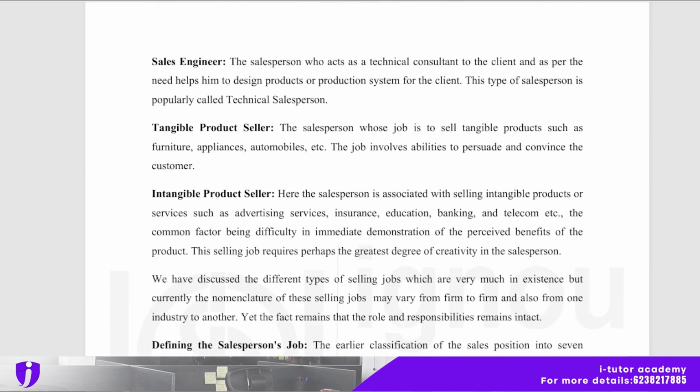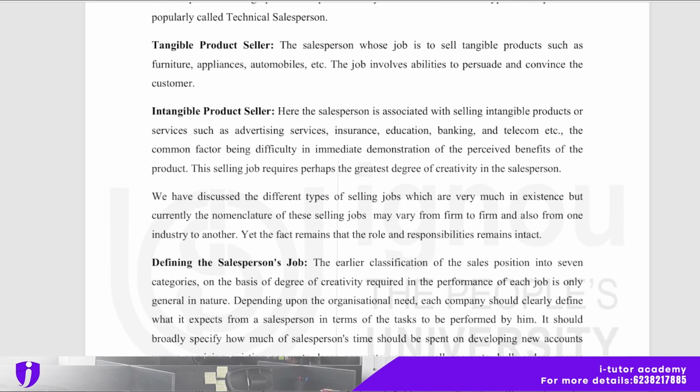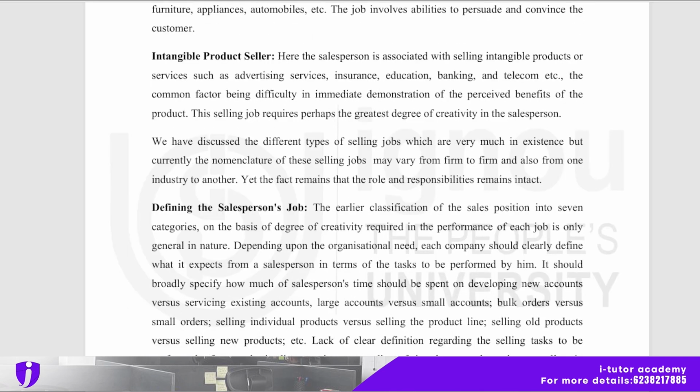And sales engineer: the salesperson who acts as a technical consultant to the client and, as per the need, helps him to design a product or production system for the client. This type of salesperson is popularly called a technical salesperson. And tangible product seller: the salesperson whose job is to sell tangible products such as furniture, appliances, automobiles, etc. The job involves the ability to persuade and convince the customer. And intangible product seller: here the salesperson is associated with selling an intangible product or service such as advertising service, insurance, education, banking, and telecom, etc.